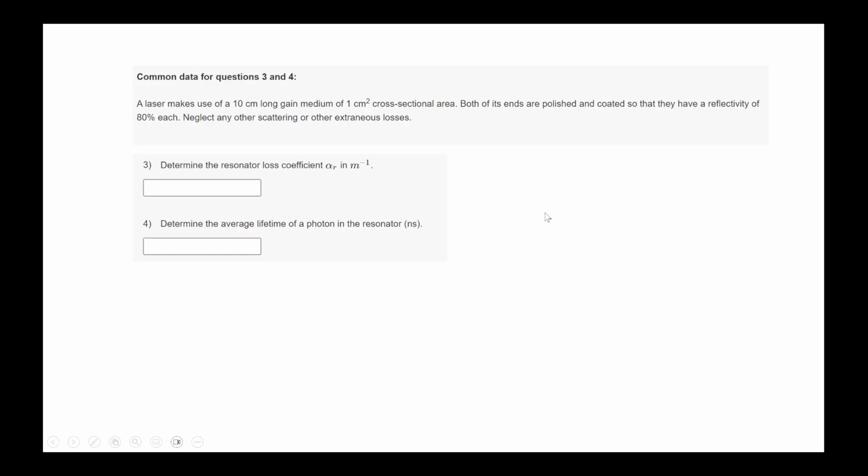Now, the common data for questions 3 and 4 is given. A laser makes use of a 10 centimeter long gain medium of 1 centimeter square cross-sectional area. Both of its ends are polished and coated so that they have a reflectivity of 80% each. Neglect any other scattering or extraneous losses. So we have one cavity.